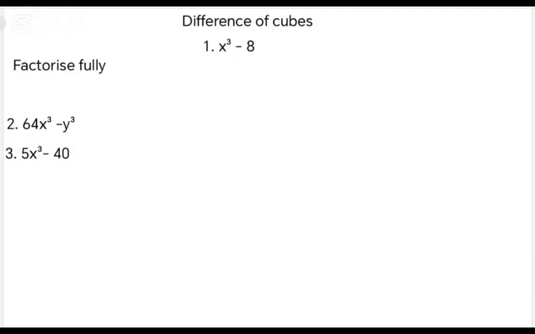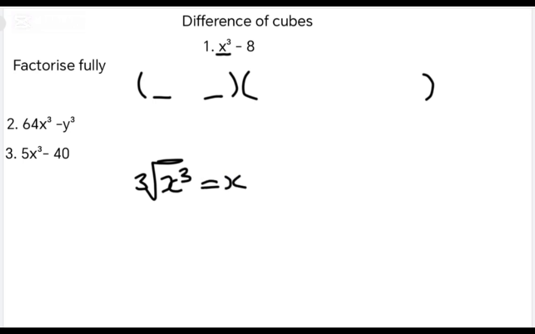So here's the first one. What you need to do is open two brackets, like this. First, there's going to be a number and there's going to be a number. We're going to cube root this x cubed, which gives us x, so you write x. And then we're also going to cube root this 8, which gives us 2. So here we're going to have 2, perfect.